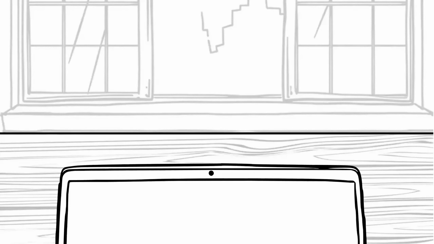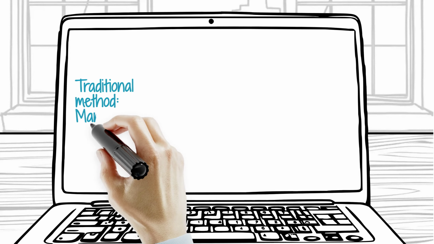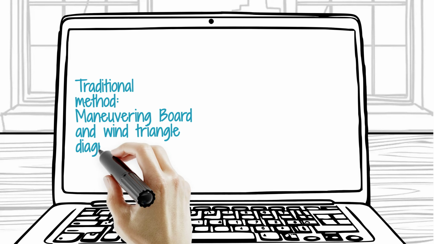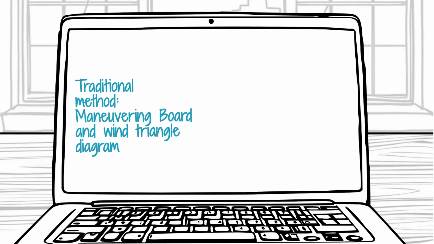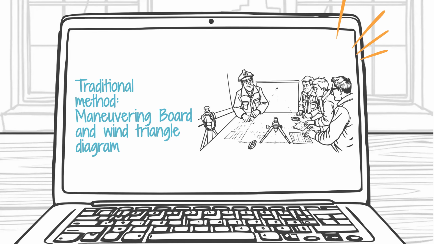Traditionally, this calculation was done graphically using a maneuvering board or a dedicated wind triangle diagram. The ship's velocity vector is drawn first, representing the ship's course and speed. From the tip of this vector, the apparent wind vector is drawn, representing the observed speed and direction.